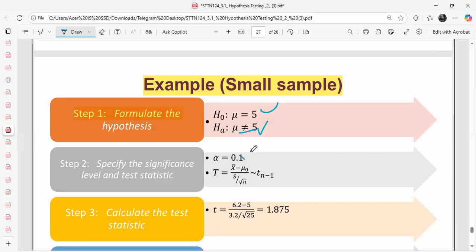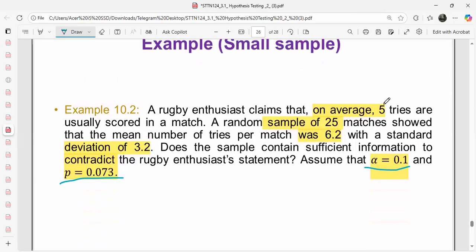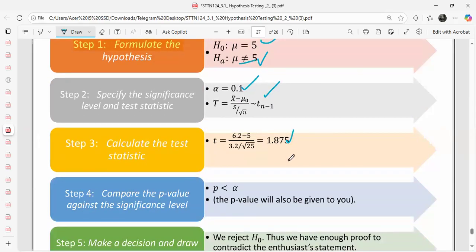Now we're given alpha. We used the formula of t because we are dealing with a small sample, n was less than 30. Then you substitute your values. You saw there it was 6.2 minus 5, divided by 3.2 over the square root of 25. This is the method they used. They got 1.875. Now here we're going to compare 0.073 with 0.1.